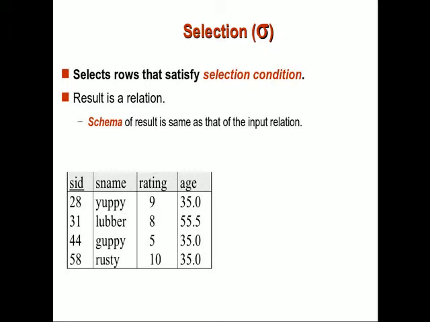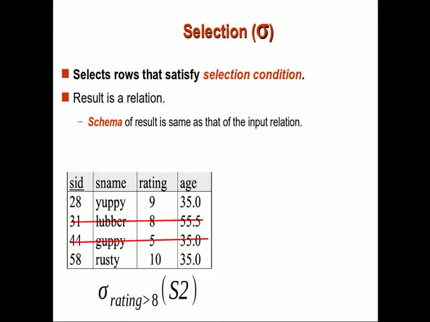So for example, if we have this relation and we call it S2, then if we perform the selection operator with the selection condition rating greater than 8, then the rows that do not satisfy this condition will be removed. For example, the second row has rating equal to 8, which does not satisfy the condition. The condition is that the rating should be greater than 8, so this row is removed. In the same way, the third row is also removed because it does not satisfy the condition: 5 is less than 8.